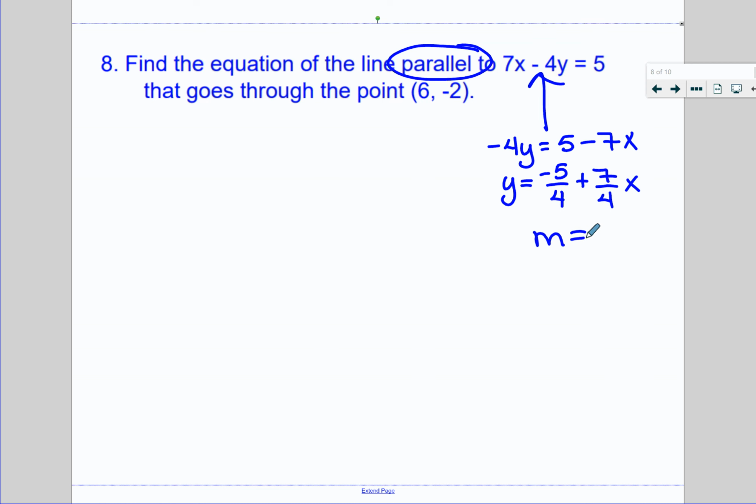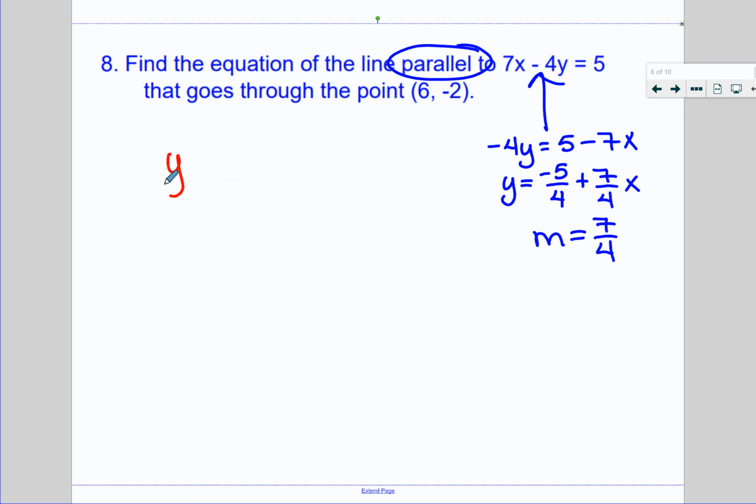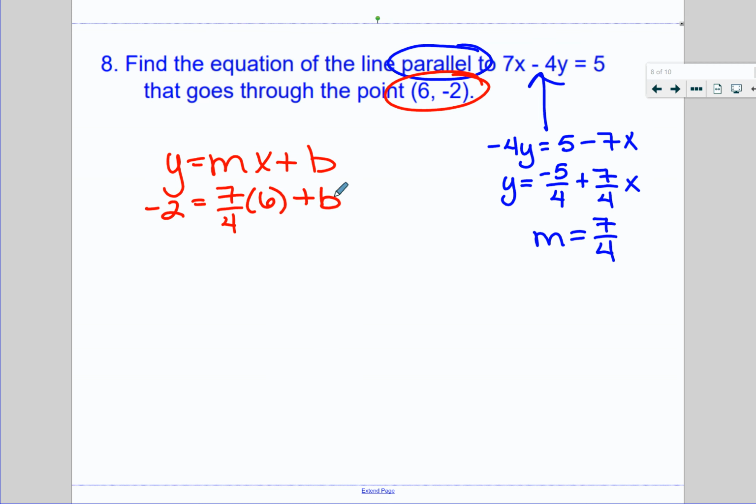What is the slope of that line? It's just whatever's in front of your x once the y's alone. 7/4. Okay, that is the only thing I need from that equation. We're trying to write the equation of a line. Easiest way to do that is y equals mx plus b. And I know the slope is 7/4. How do I find b? Well, I haven't used this point yet, right? What do I do with it? Plug it in. Yeah, so my x is 6, my y is -2, and that leaves b as the only variable I can solve for.